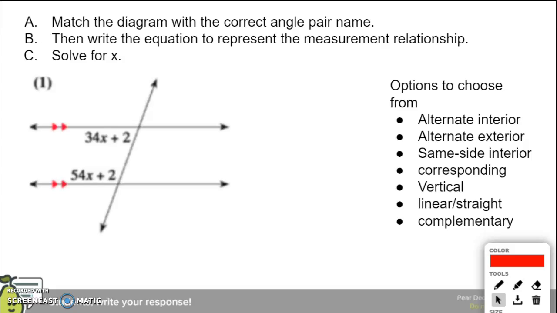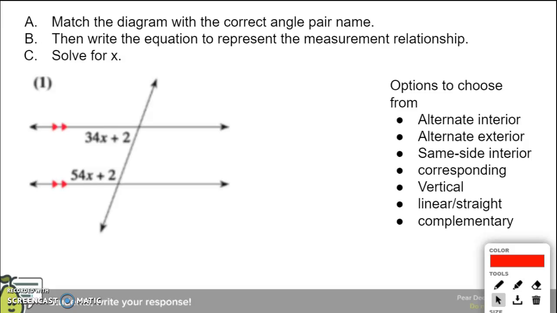Okay, this time we have to match the diagram with the correct angle pair name. So the options to choose from are here. And then write the equation to represent the measurement relationship, and then finally solve for x. Okay, so options to choose from. What angle are we talking about?